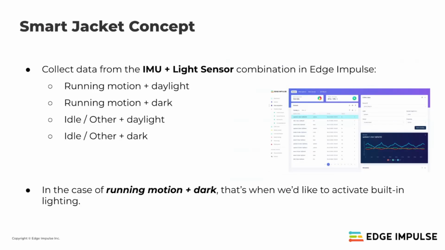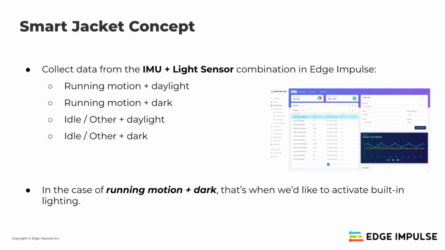As I mentioned earlier, our hypothetical smart jacket needs to be able to differentiate from 4 distinct scenarios: running in the daylight, running in the dark, other activity in the daylight, or other activity in the dark. There's probably a case that could be made for walking in the dark, but there's some wiggle room there, as you might be on a city street, you might be in a line, you might be with a group of people that find it a bit odd that your jacket is lighting up. So we're going to leave that one out for now. But in the case of running motion and dark, that's when we'd like to activate our built-in lighting.